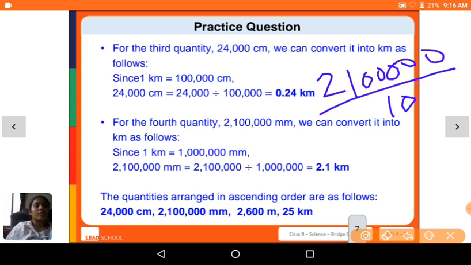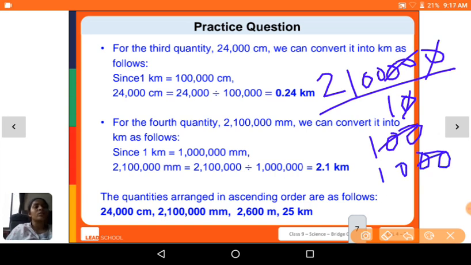So first divide it by 10, then it will convert into centimeter. So this is now centimeter, 2,10,000. If we divide it by 100, then this will be converted into meter. Now 2100 is in meter form. Now divide it by 1000. So 2.1, 21 divided by 10, which is 2.1. So 2.1 kilometer came from 21 lakh millimeter.